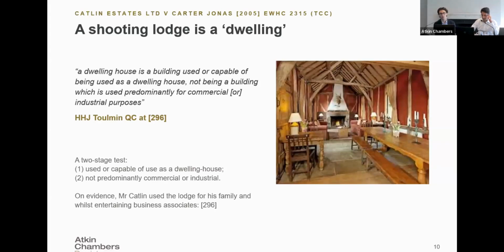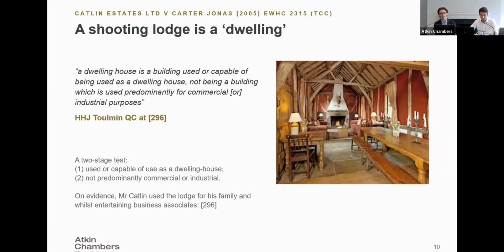There are two aspects of that. The first might appear circular at first blush, a building used or capable of being used as a dwelling house. But it's, I think, in our view, of more utility than it might first seem. So the reference to a dwelling house there, we would say, is a reference to the core meaning of a dwelling as defined within the non-DPA authorities, a place where someone lives and makes their home. That first limb of the test is requiring a dwelling to be a building or residential unit which is capable of being somewhere that someone can live and make their home.